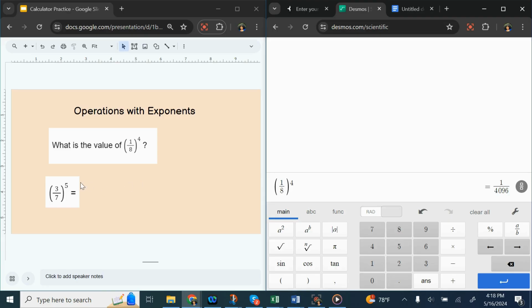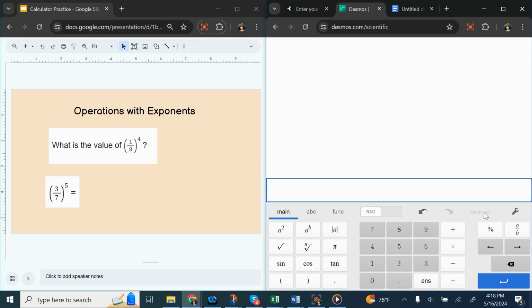So now I want you to try. Go ahead and pause the video and solve this problem, 3/7 raised to the fifth power. At this point, you should have solved the problem. So let's go ahead and work on it together. Again, I'm going to type it in the exact same way that I see it on the screen. So I'm going to hit my parentheses down here. It's a fraction, 3/7. So I'm going to hit the fraction notation button over here and type 3/7.